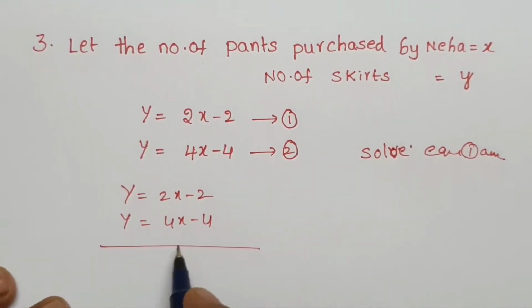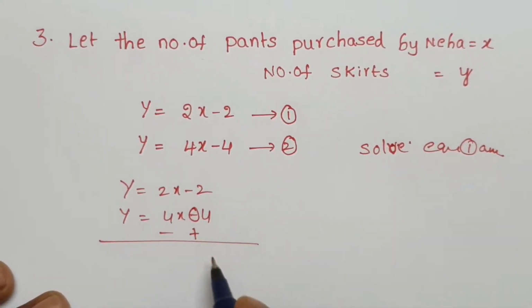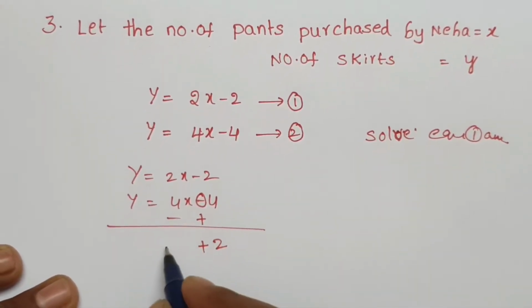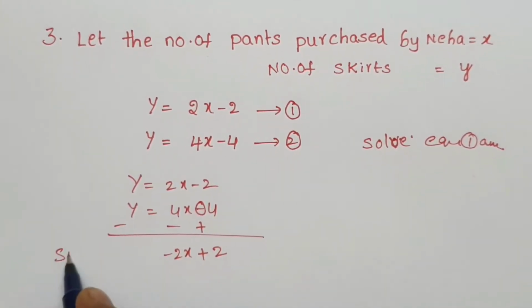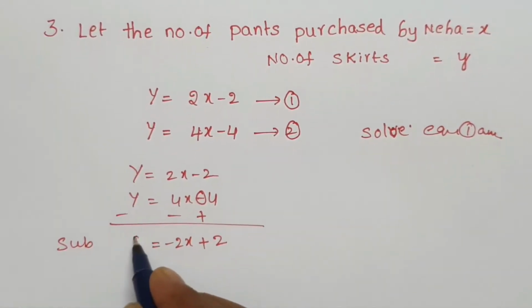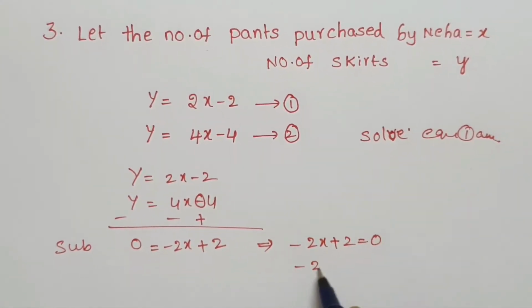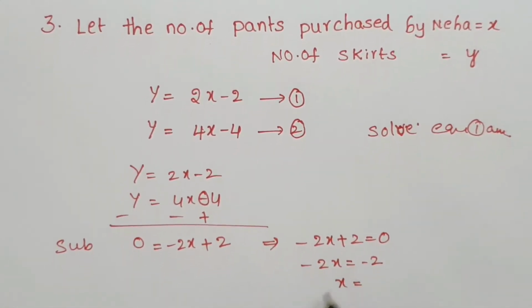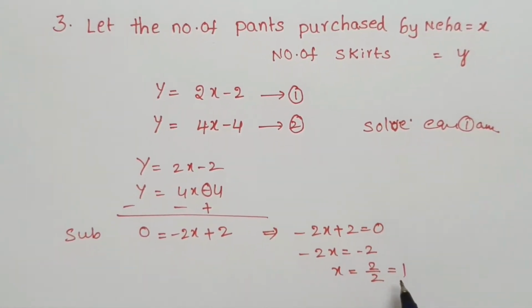Here do subtraction, change the symbols. Minus 2 plus 4 will get plus 2. 2x minus 4x will get minus 2x. y, here also change the symbol. Subtraction means changing the symbols of the second equation. Plus y minus y will get 0. Means minus 2x plus 2 equal to 0. Minus 2x equal to minus 2. x equal to, here both sides the minus signs get cancelled, 2 by 2 equal to 1. x equal to 1.